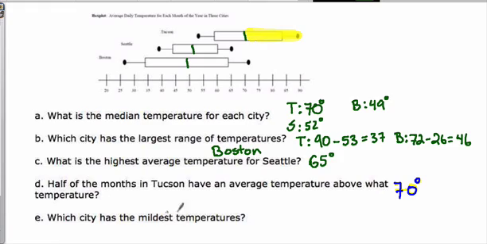Which city has the mildest temperatures? When we say mildest temperatures, we're usually thinking not extreme temperatures, right? Tucson's getting pretty hot here in the summer. It gets an average of 90, which means it goes above 90 sometimes. And Boston gets pretty cold. It's down to about 26 degrees on average. So Seattle has the mildest. It doesn't get too far below freezing very often, and doesn't get much higher than 70. This is the average, so it probably has some hot days, but on average we're only at about 61. So I'm going to go with Seattle. Okay, there you go.